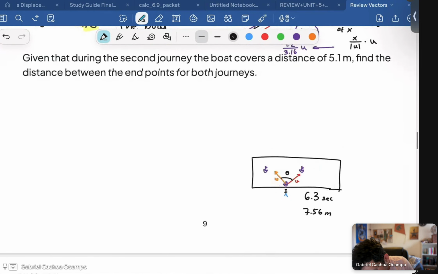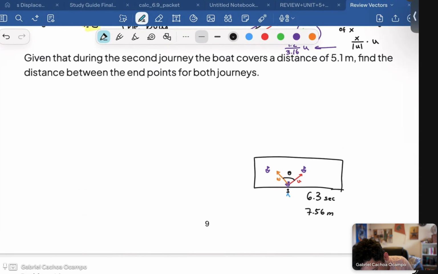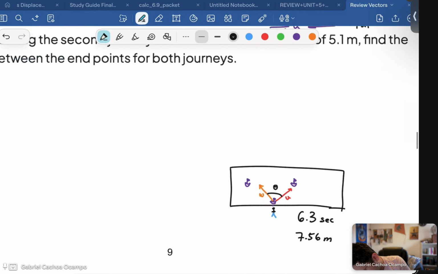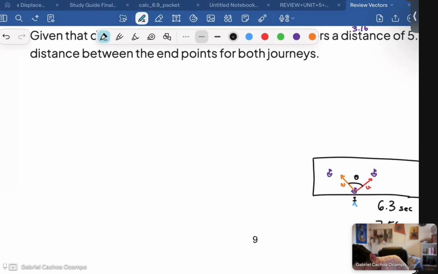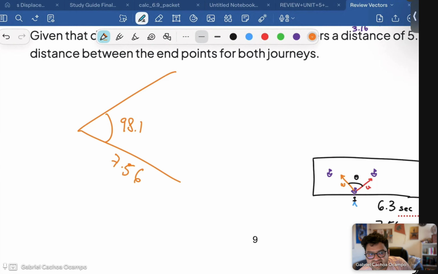Now, given that during the second journey the boat covers a distance of 5.1, find the distance between the endpoints of the journeys. Let me draw that diagram here again, larger. This is a trigonometry moment. You have a triangle, and the angle in here is 98.1. In the first trip, the displacement was 7.6, and during the second trip it was 5.1. You want to find this distance.